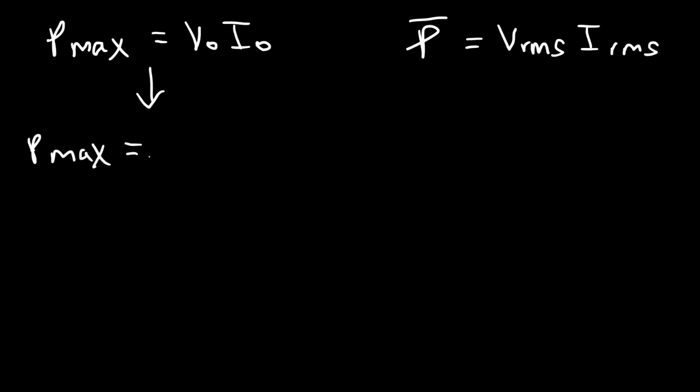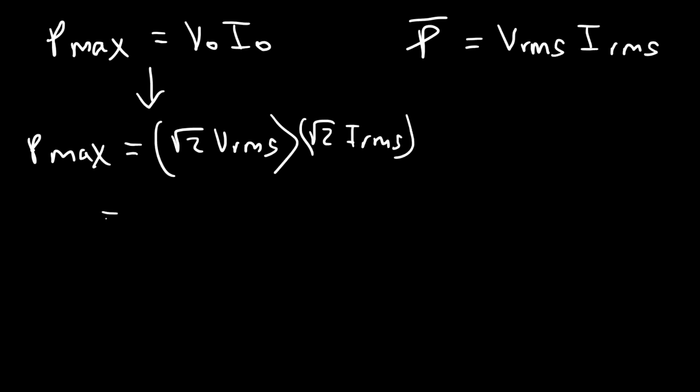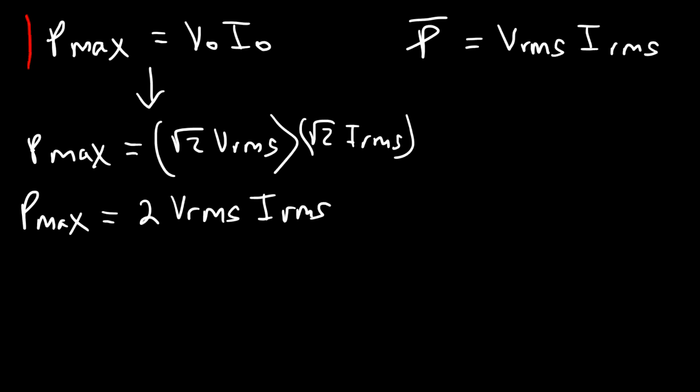Now we know that the peak voltage is the square root of 2 times the RMS voltage, and the peak current is the square root of 2 times the RMS current. Now the square root of 2 times the square root of 2 is equal to the square root of 4, which is 2. So the maximum power is 2 times the RMS voltage times the RMS current. So those are the two main ways to calculate the maximum power.